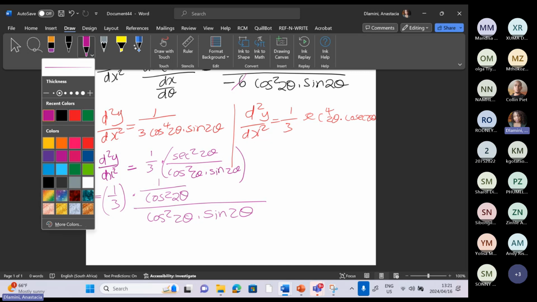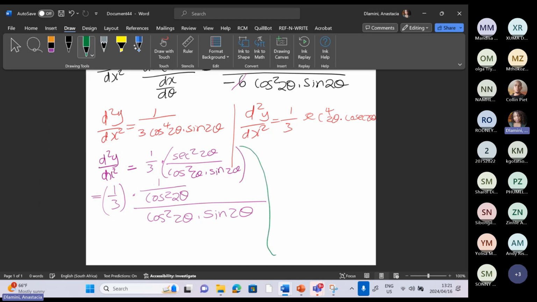So let's choose another color, green, and do this part here. We know that this is 1 over cos squared theta divided by cos squared 2 theta, I forgot the 2 theta, times sine 2 theta. Are we together? The sine is not squared, ma'am. Okay, still, let's write it then: sine 2 theta. Are we together there?